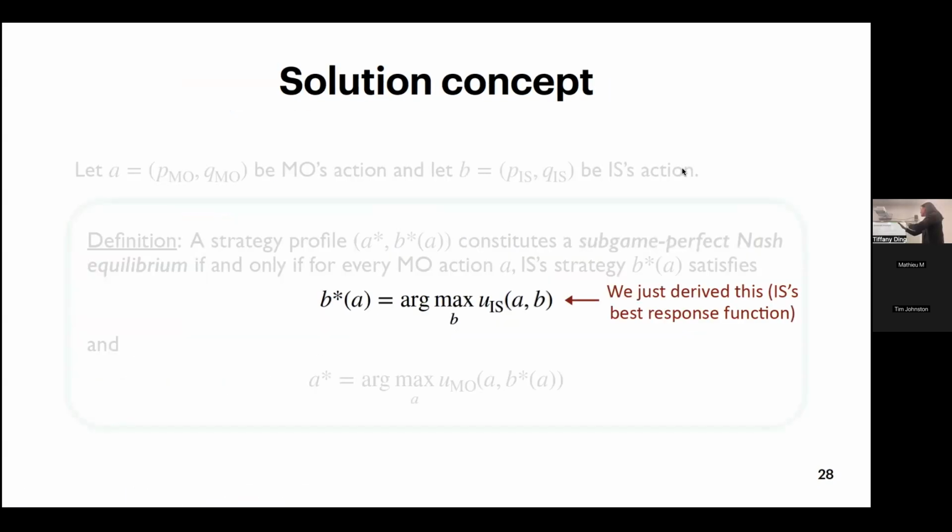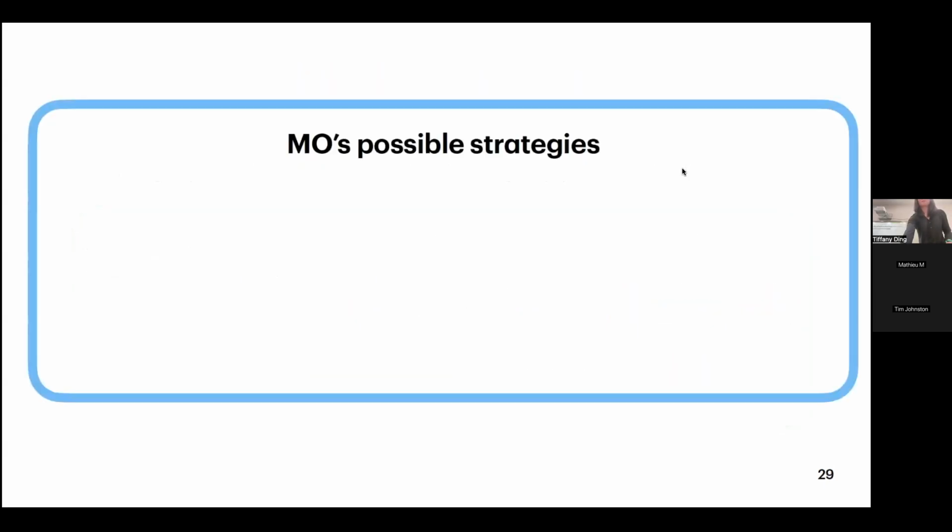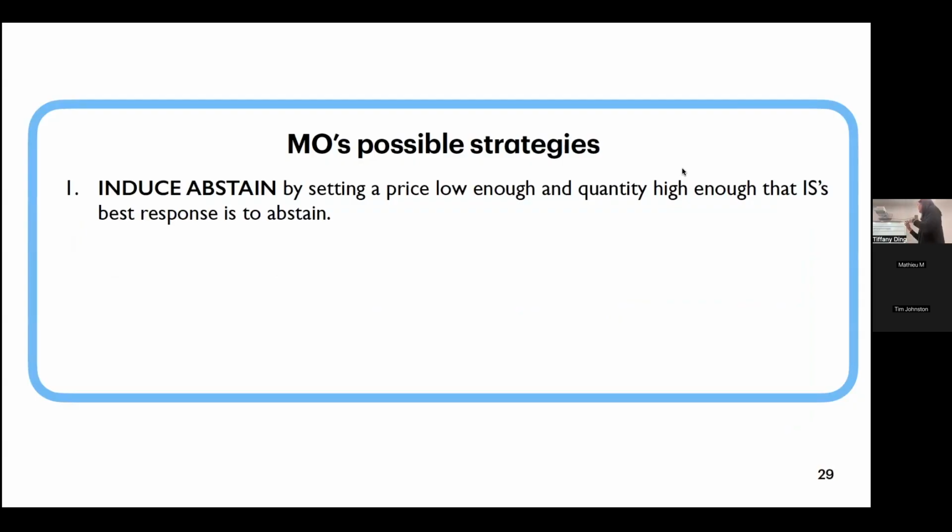Okay, so that was the first part, deriving and interpreting the best response of the independent seller. Now to get the full equilibrium of the game, we just have to plug into the second expression. I'll talk about the possible strategies the marketplace operator could take. One is that they can induce the independent seller to abstain. They do this by setting a price that's low enough and a quantity that's high enough that the independent seller's best response is to not sell at all.